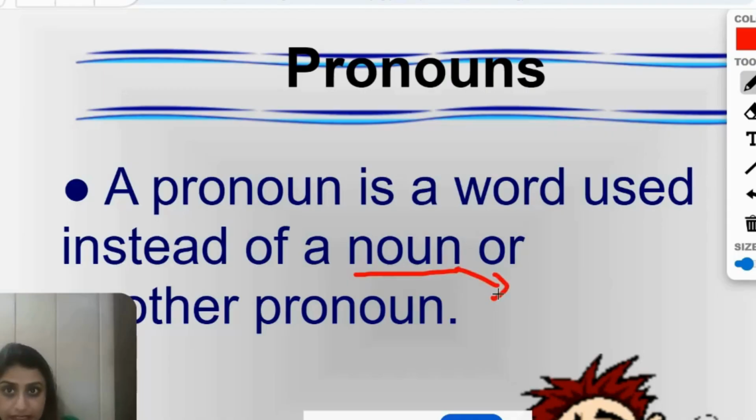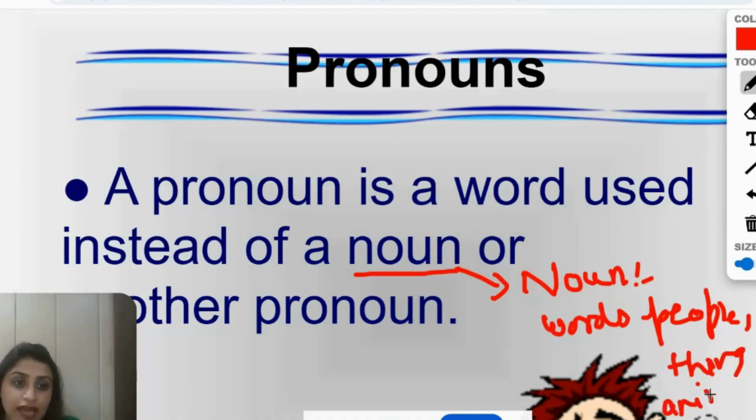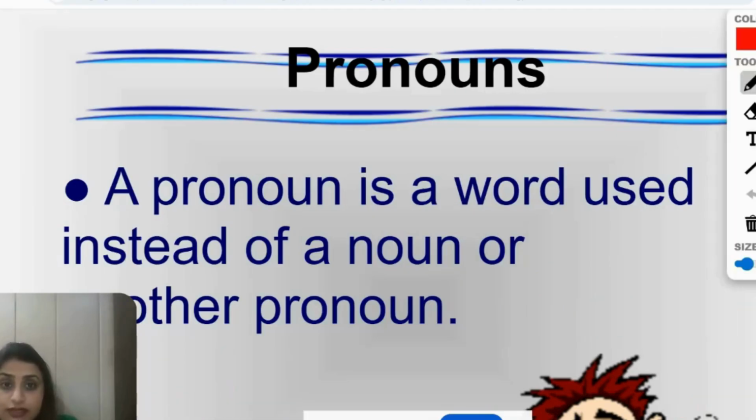As already explained, let's understand again what nouns are. Nouns are the words that tell about people, place, thing, or animal. For example, a teacher. For example, table. The words that you use instead of a noun are known as pronouns.